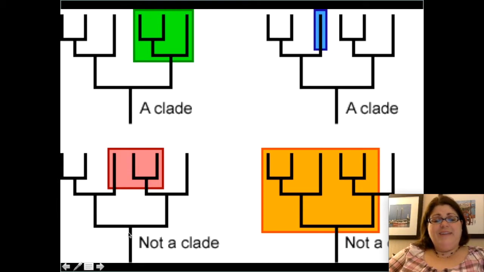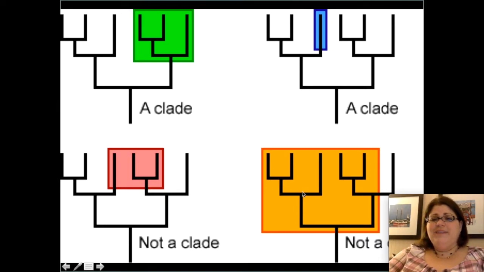This pink box is not a clade, because if we wanted to include this group with this other group, we'd have to go back to their most common ancestor, which their lines did not combine until down here. And so to include all of their descendants, we'd have to include all of the organisms in this cladogram.